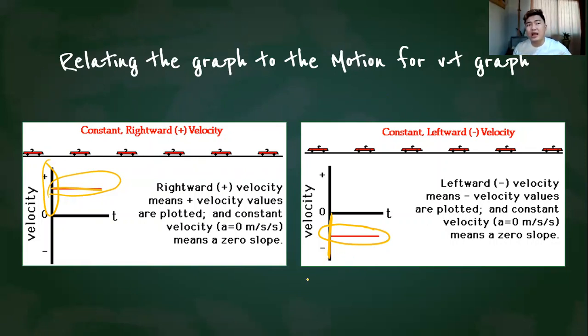If you remember, in PT graphs or in position time graphs, a horizontal line will mean the object is not moving. But for VT graphs, the objects can still be moving, but the motion or the velocity remains the same all throughout the observation period.